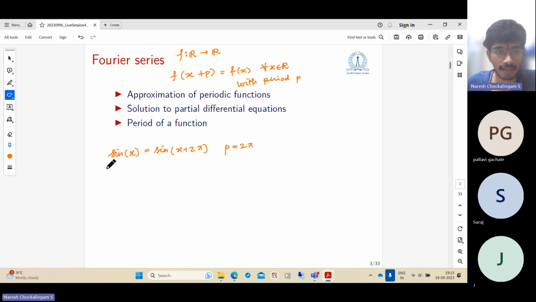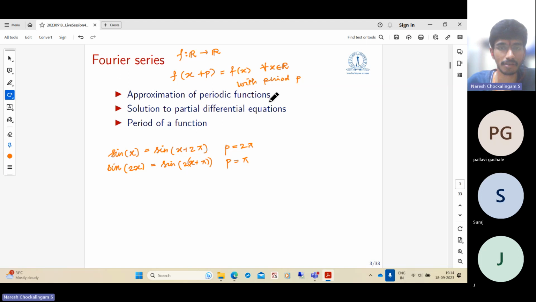And similarly, sine of 2x is equal to sine of 2 into x plus pi. So what is the period here? p is equal to pi. So if you replace x with x plus p and the function remains the same for all real values of x, then it is a real periodic function.